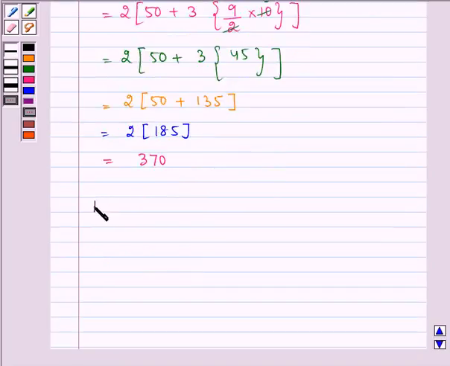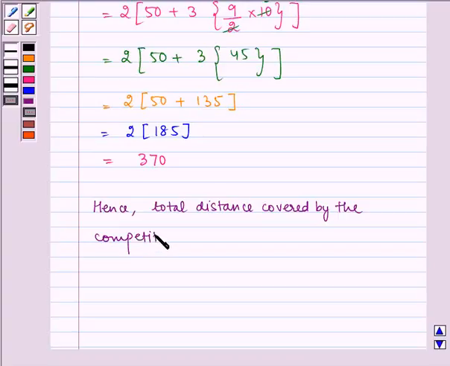Hence, the total distance covered by the competitor is equal to 370 meters. I hope you understood the question.